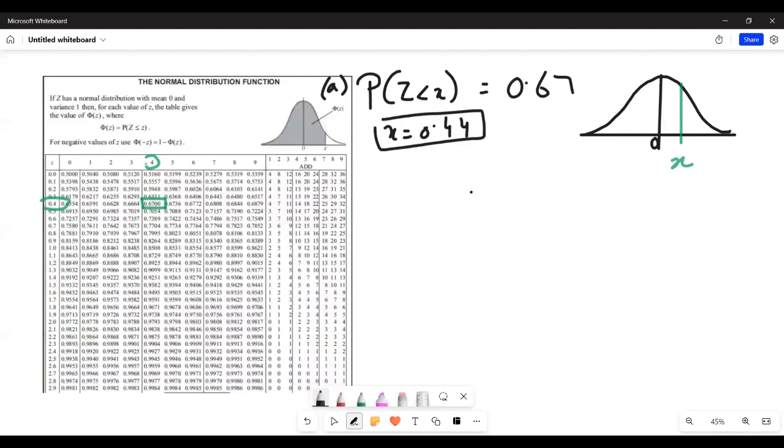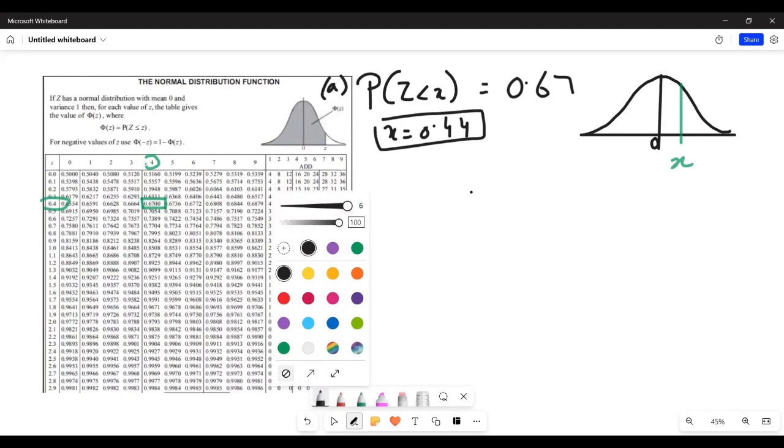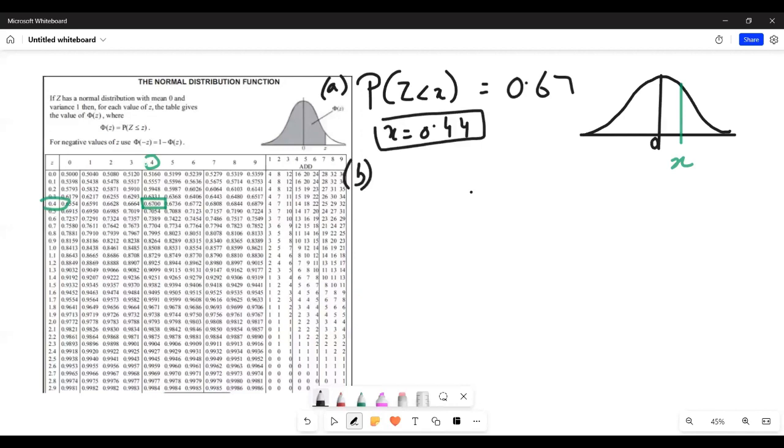You must always check whether this value x is going to be positive or negative, and then read the value from the table. Okay, part B. Probability z is less than t equals 0.8780. Again, since this is greater than 0.5 as well, so that t is going to be somewhere over here.